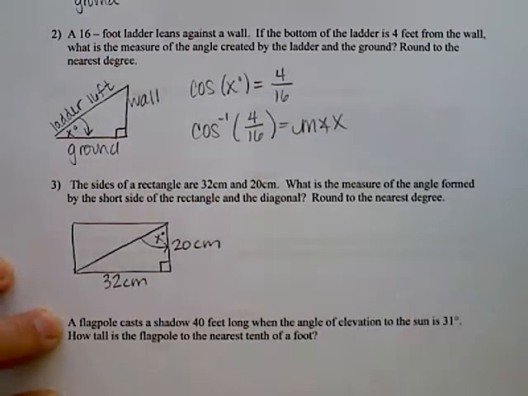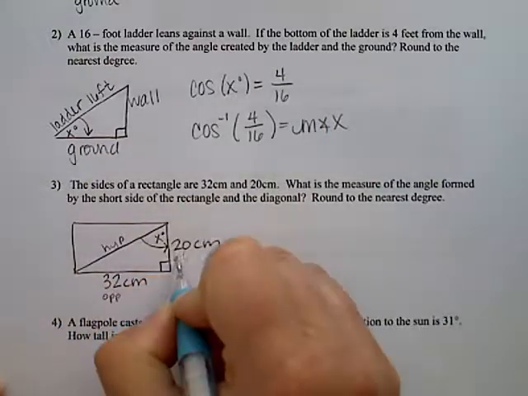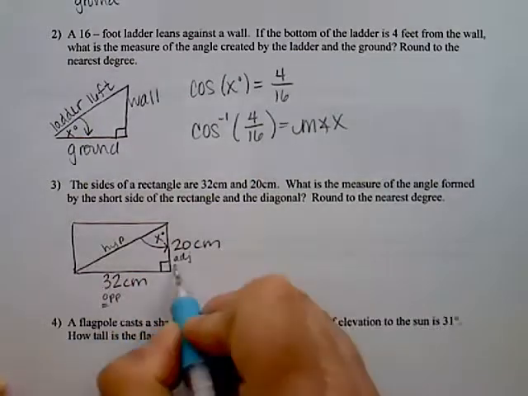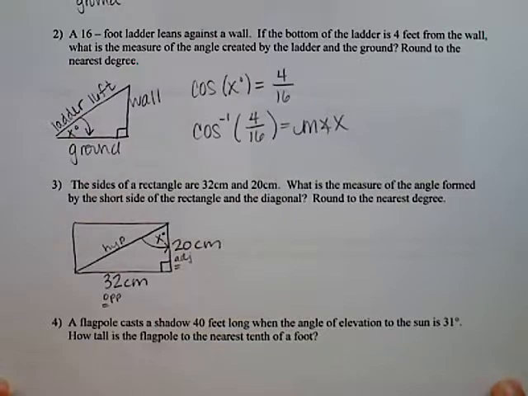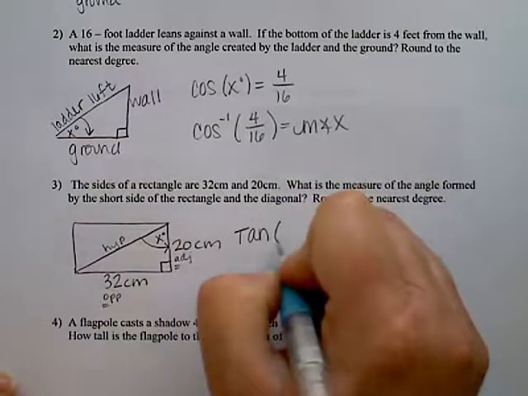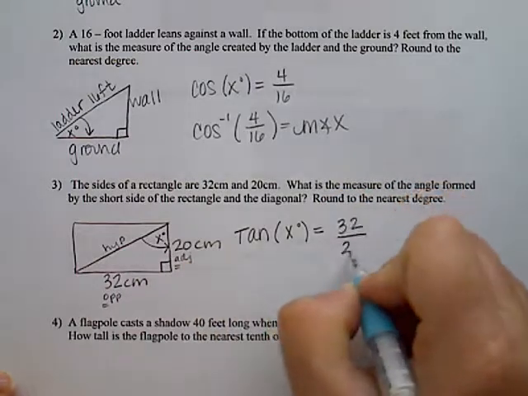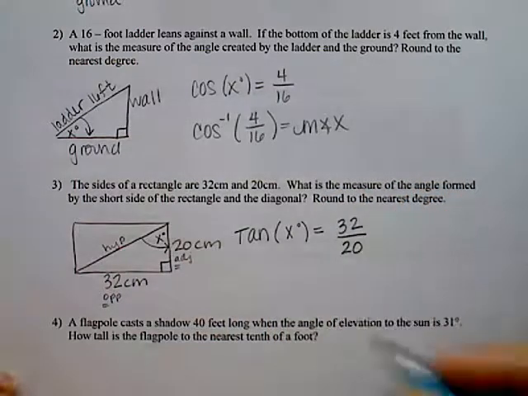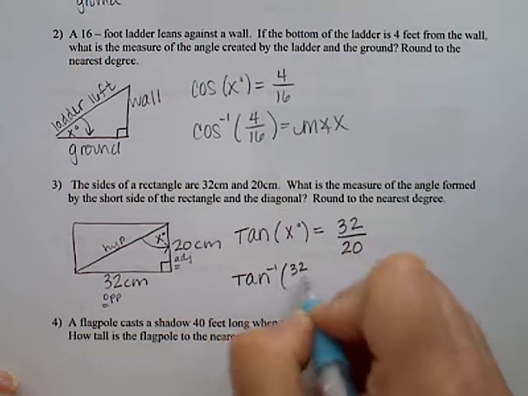We're looking for angle measure, so therefore we're going to use inverse trig. So this is my hypotenuse, this is my opposite side, this is my adjacent side. We're comparing the opposite and the adjacent. So when we compare the opposite and the adjacent, we are using the tangent ratio. So we're going to take the tangent of angle x and set that equal to the opposite, which is 32, over the adjacent, which is 20. And now we'll do the tan inverse.